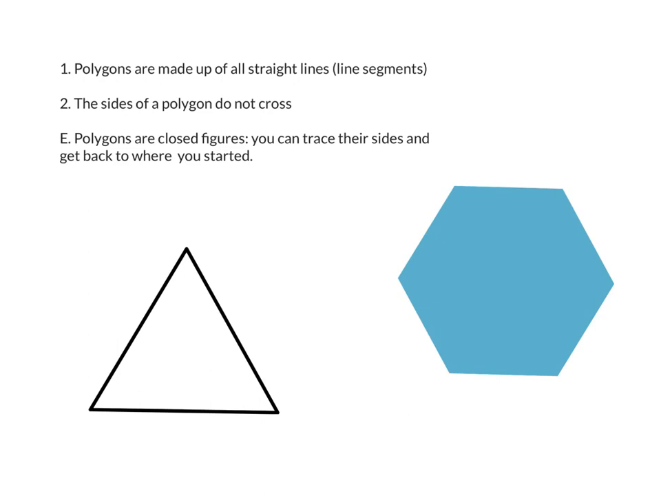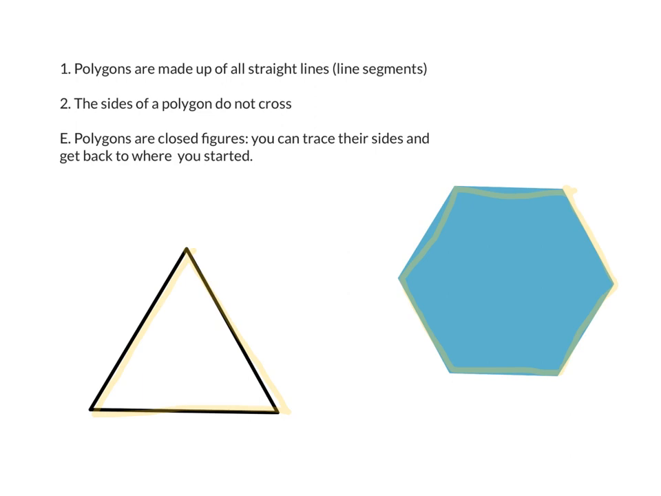So if I was to trace this triangle all the way around, I get back to where I started. If I start here on this hexagon, I can trace it all the way around. That means it's closed. There are no openings, and I can get back to where I began. Nothing crossed. I didn't have to travel anywhere, and everything is straight here.